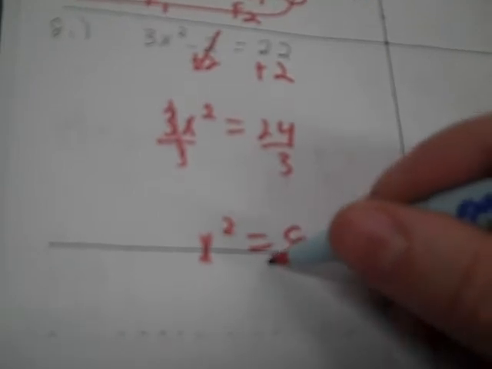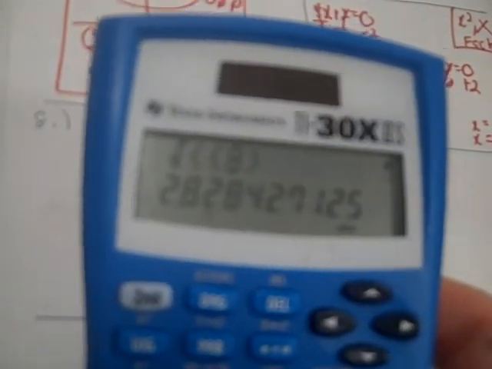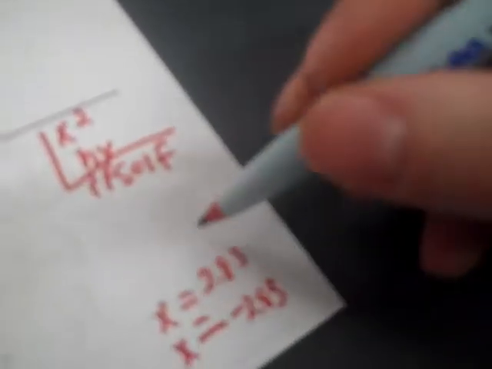Now you're thinking, well, I don't know. There's no number times itself that can give you exactly 8. So it's going to be an irrational answer. So you simply find the square root of 8 on your calculator. Okay, and that'd be 2.83 and negative 2.83. That's all you do.